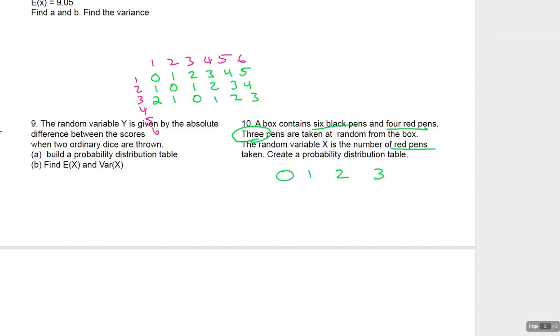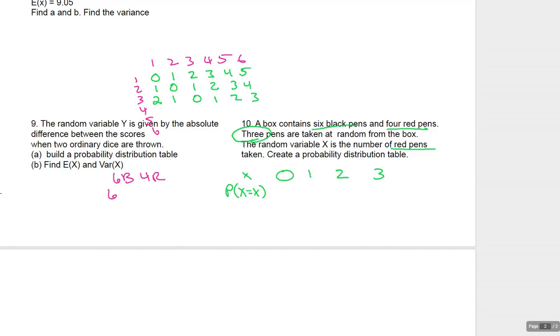These are my, we'll say they're x's. I need the probability of it being a 0. So think about this. We're choosing pens, right? So I've got how many black pens? You have 6 black pens. And how many red? 4. Now, if I have 0 red pens, what did I do? You did 3, choose 0.